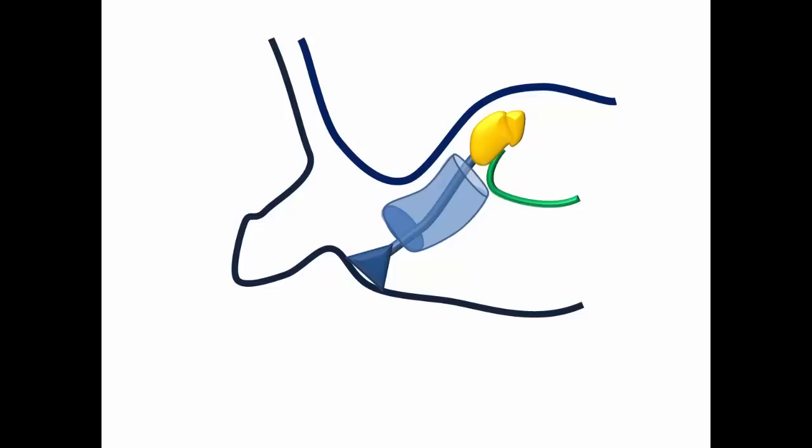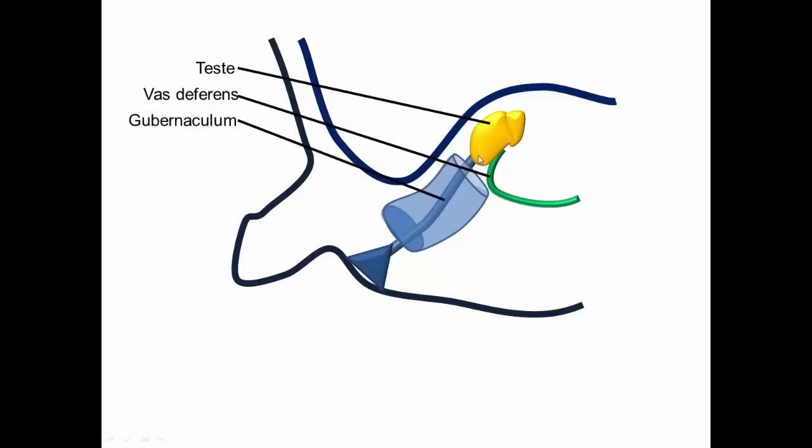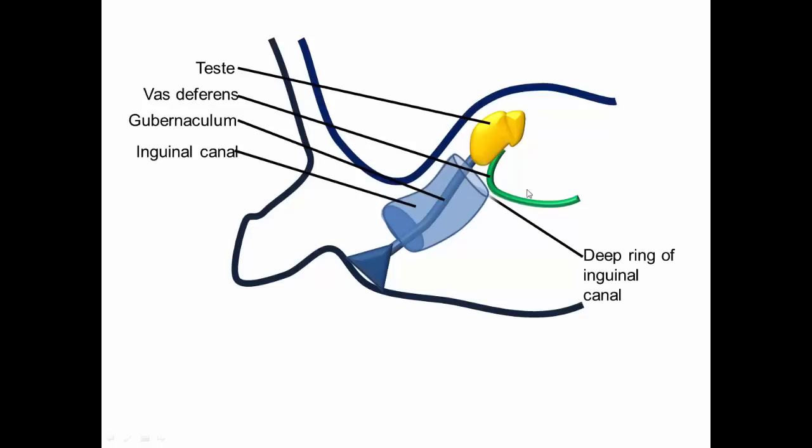So I made a little animation to help with that. We can see that we have our testes right here, or a testis, if you like. It's going to have a vas deferens coming to it. Remember, that's going to be mesonephric duct that's left over. We've got our gubernaculum here that's going to be doing the pulling. We've got the inguinal canal, which is just this space. And we have a deep ring of the inguinal canal, which opens to the abdomen, and the superficial ring that's opening to the scrotum.